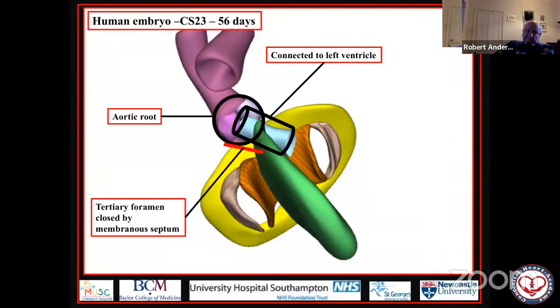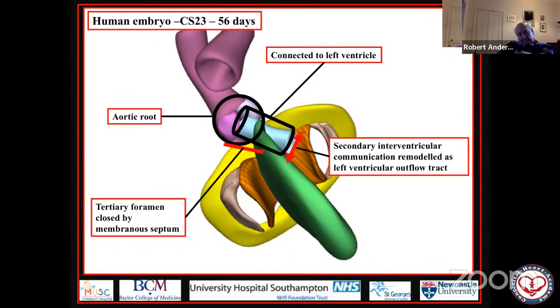And we know that the final stage in commitment of the aortic root to the left ventricle is the closure of the tertiary part of the interventricular communication by the membranous septum. And that turns the secondary interventricular communication into the left ventricular outflow tract. And what Justin is going to show you eventually is how in double outlet right ventricle, that secondary interventricular communication can remain as the outflow tract for the left ventricle, the interventricular communication.